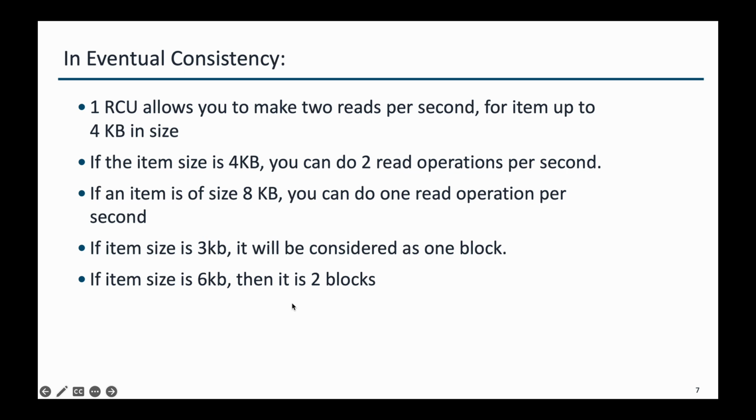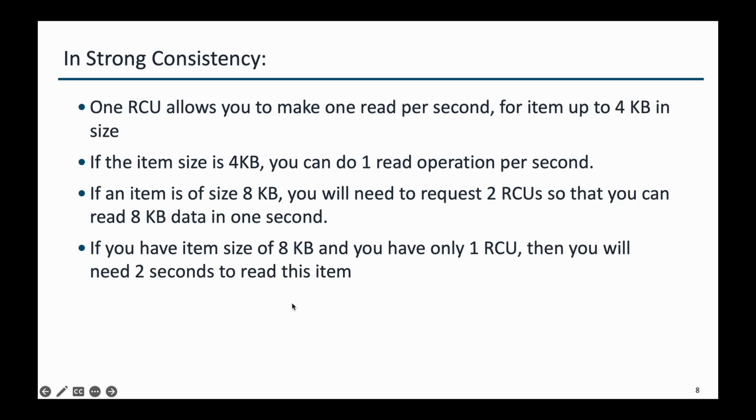So that was about eventual consistency. Now let us see strong consistency. Assume that in strong consistency the allocated RCU is 1 RCU. So what are the things possible? 1 RCU allows you to make 1 read per second for an item up to 4 KB. If the item size is 4 KB, you can do 1 read operation per second.